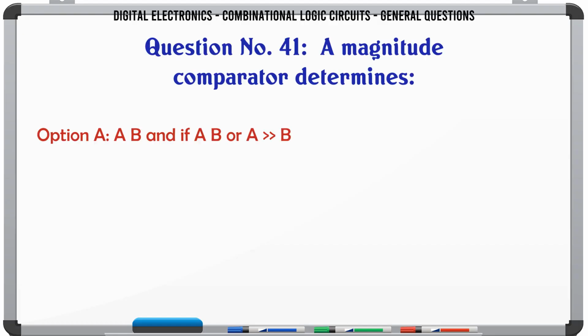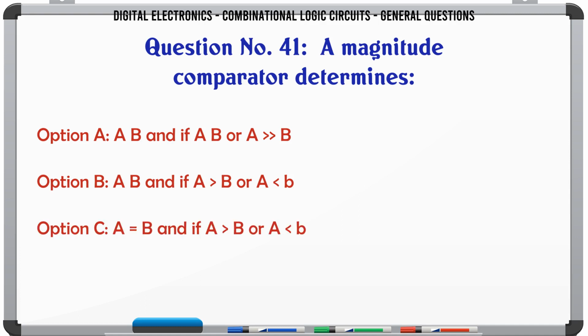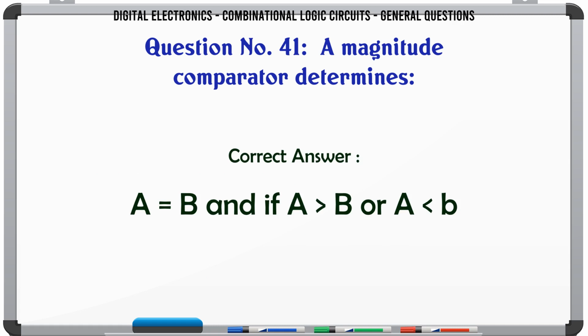A magnitude comparator determines: A. A>B and F = A or B, B. A<B and F = A or B, C. A=B and F = A or B, D. A≠B and F = A or B. The correct answer is A=B and F = A or B.